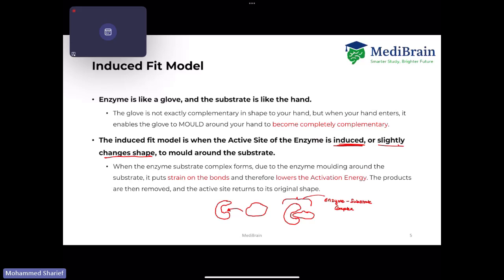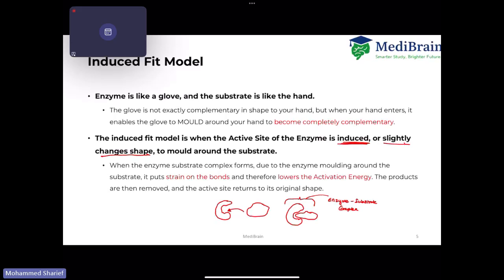Okay, and when the enzyme substrate complex forms, the enzyme, as you can see, has become a bit larger and it's molded around the substrate. It's slightly changed shape to fit the substrate.